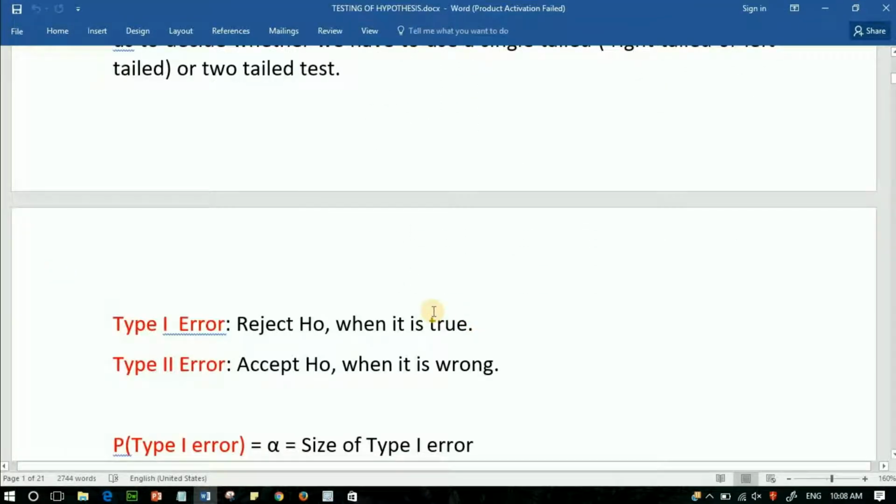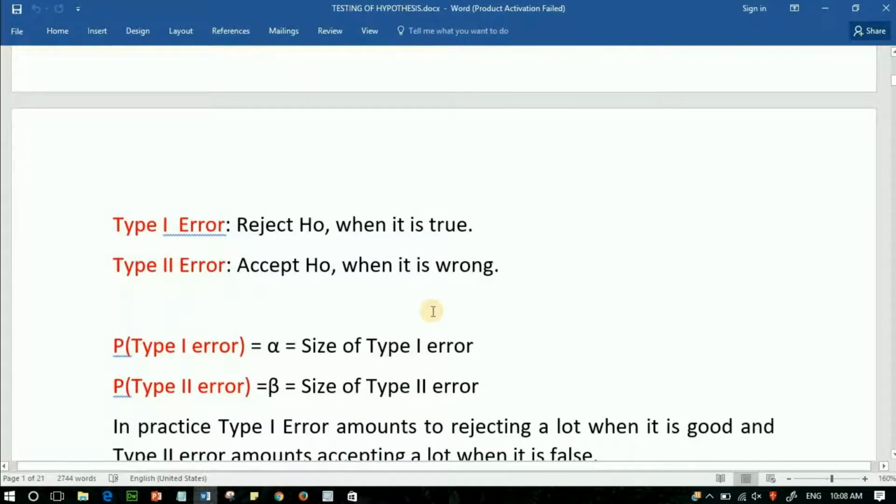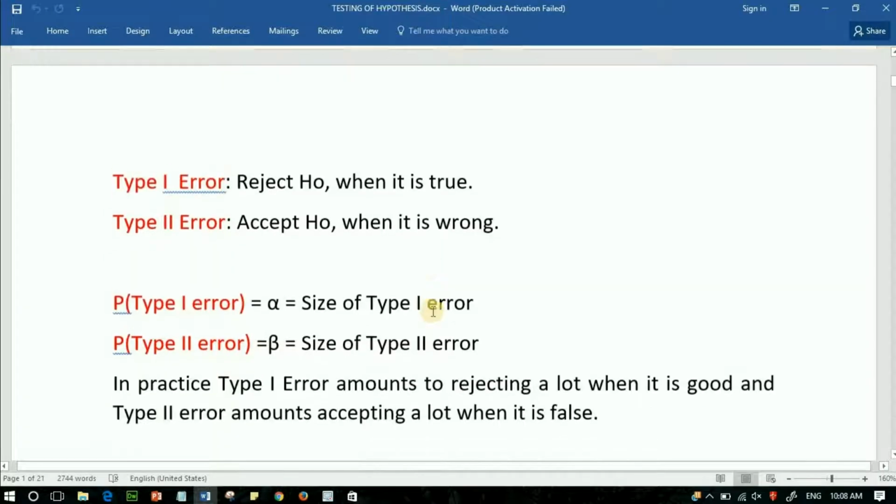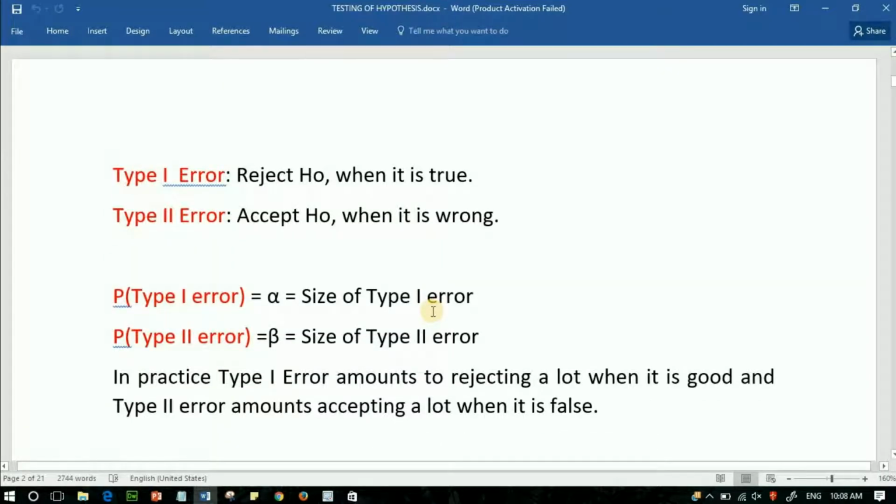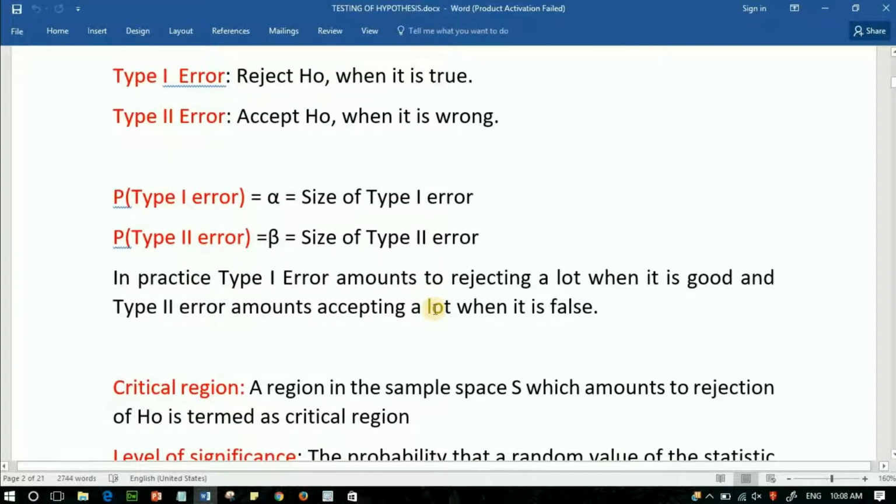Reject H0 when it is true, that is known as type 1 error. Type 2 error: accept H0 when it is wrong. Then the size of the type 1 error or probability of type 1 error is also known as alpha. Also the probability of type 2 error is denoted by beta. In practice, type 1 error amounts to rejecting a lot when it is good and type 2 error amounts to accepting a lot when it is false.